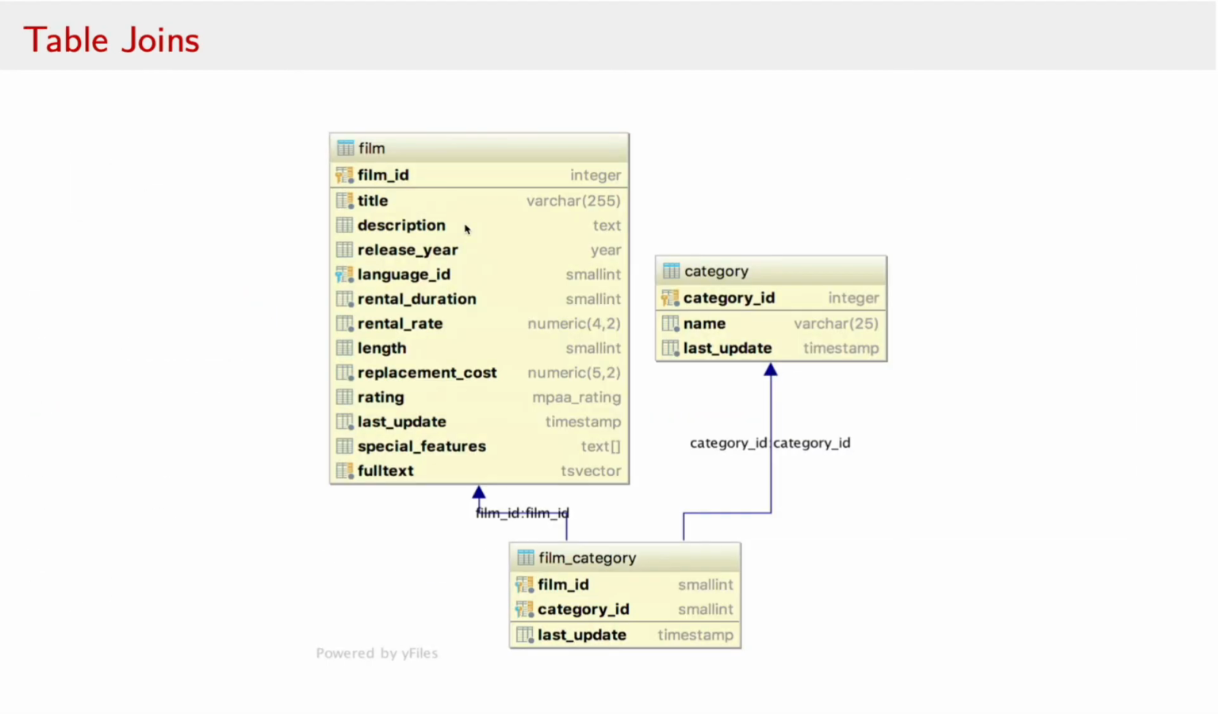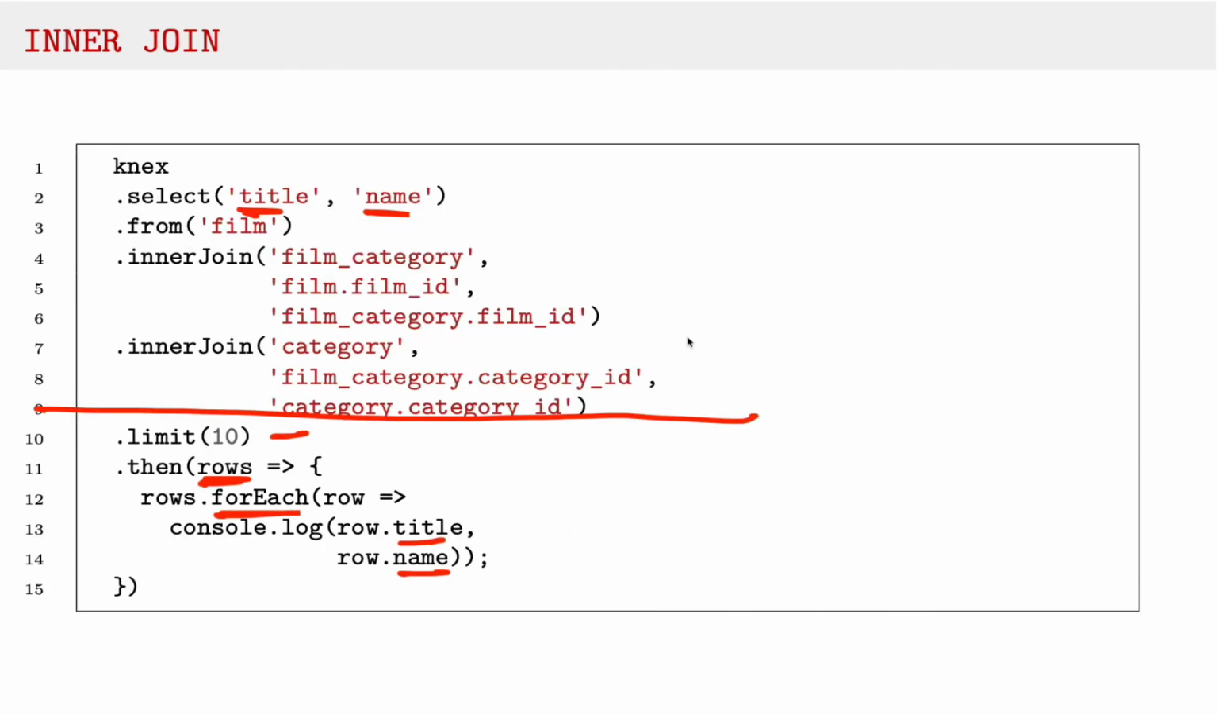And again, back to this illustration, we had to do two inner joins to connect films to film categories and film categories to categories in order to be able to extract the title and its corresponding category name. Okay, so a little bit more advanced example.